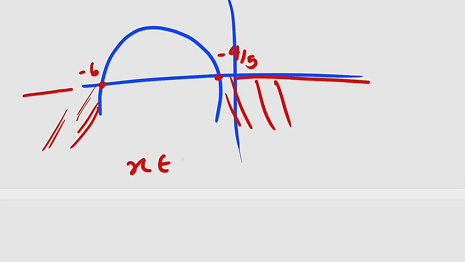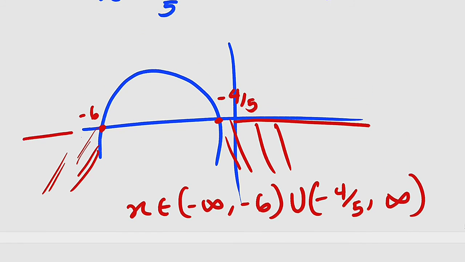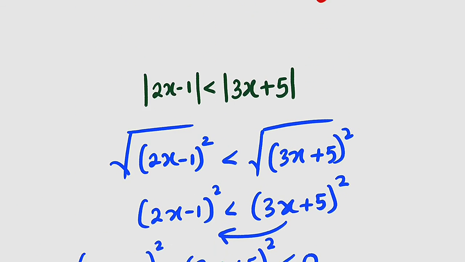So x belongs to the set of values from negative infinity down to negative 6 union from negative 4 over 5 way down to positive infinity. The same solution, right? But different methods.